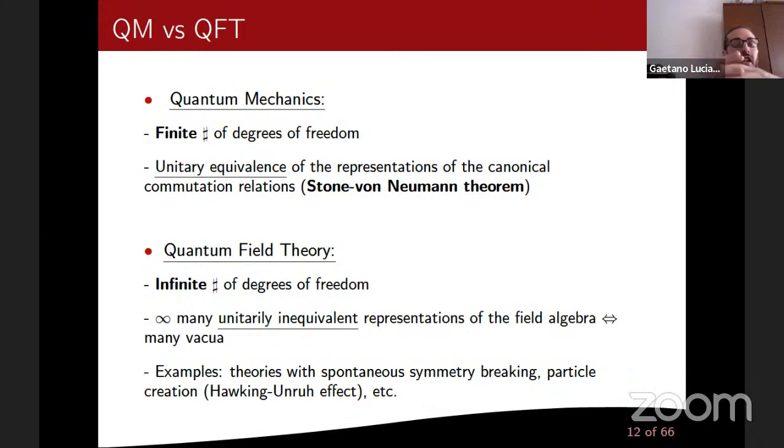broken symmetry phases. You can think of the Hawking-Unruh effect, where we have the Fock quantization for the Minkowski observer and the Fock quantization for the Rindler observer in the case of the Unruh effect, or the Fock quantization for the static observer outside a black hole, and the Fock quantization for the free-falling observer. These inequivalences between such quantizations are rigorously studied only in quantum field theory, because again, in quantum mechanics, this theorem guarantees that all the representations of the canonical commutation relation are equivalent to each other.